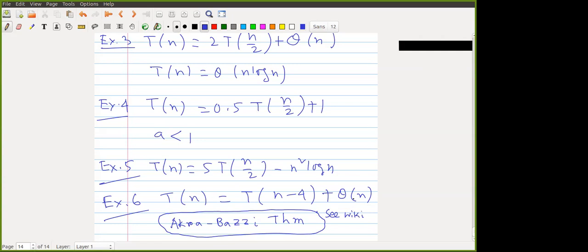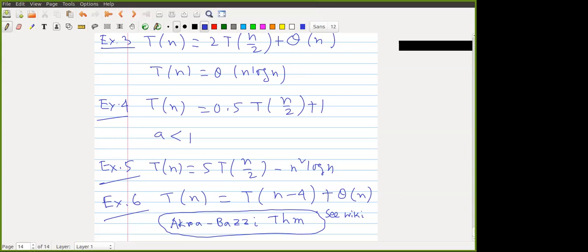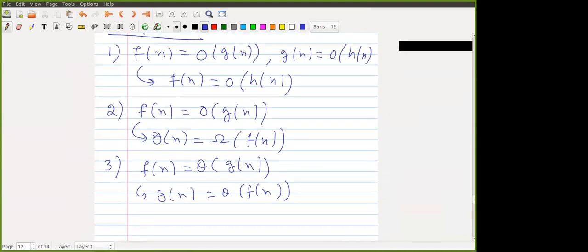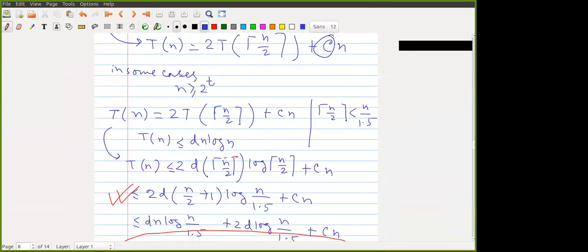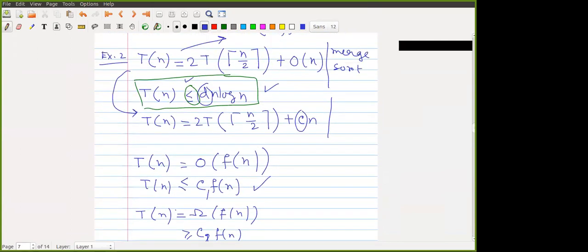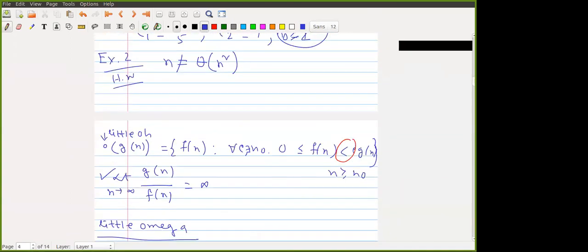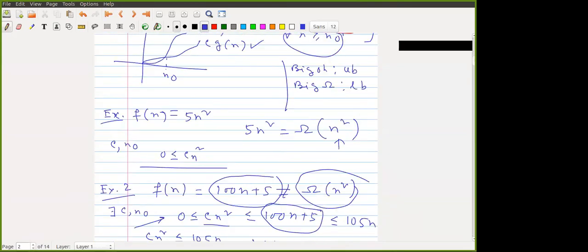Okay, so maybe it's time, but let me briefly recap what we have covered. In the very beginning, I started with these order notations. We have seen the big O notation, one example. Then we saw the big omega notation, and again this theta notation.